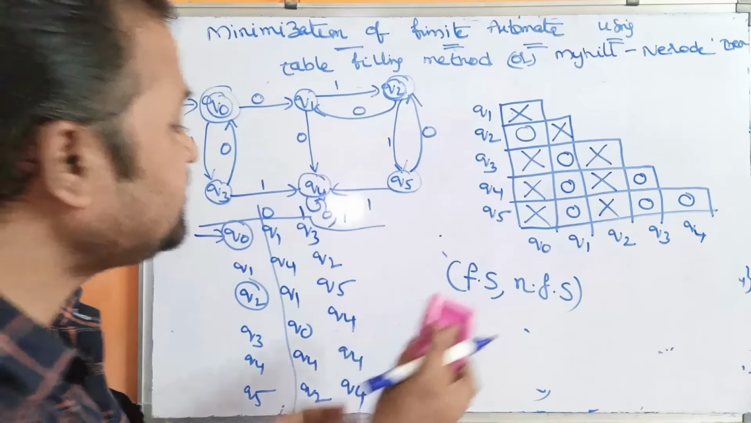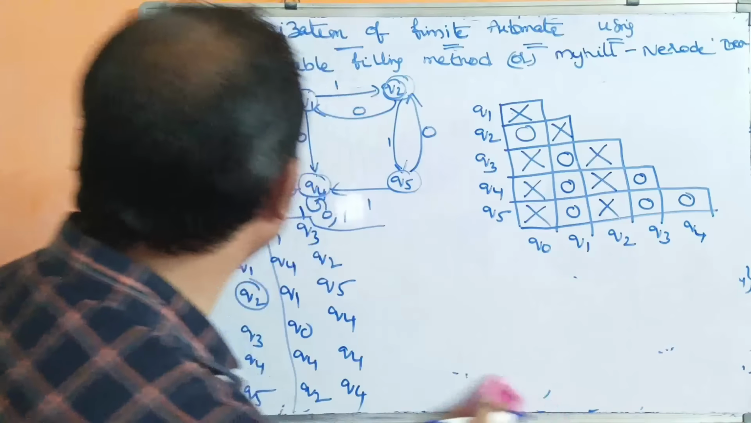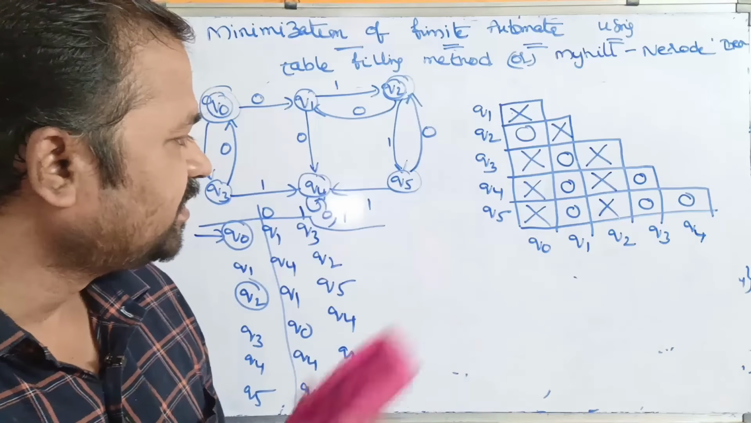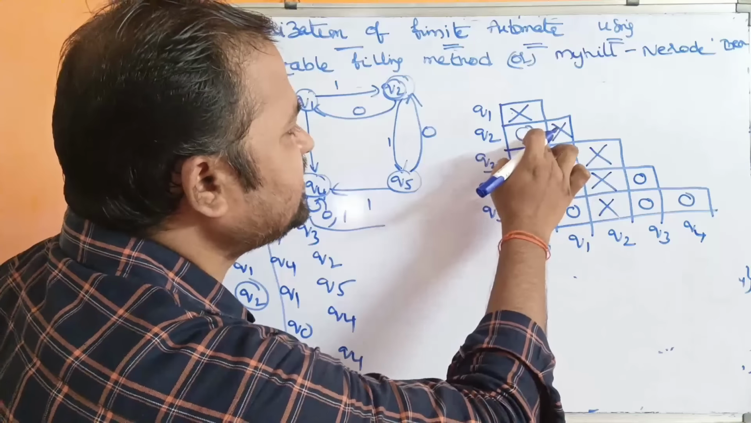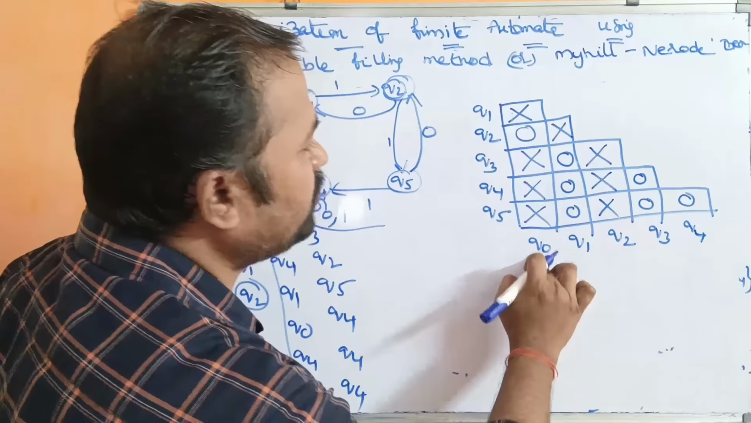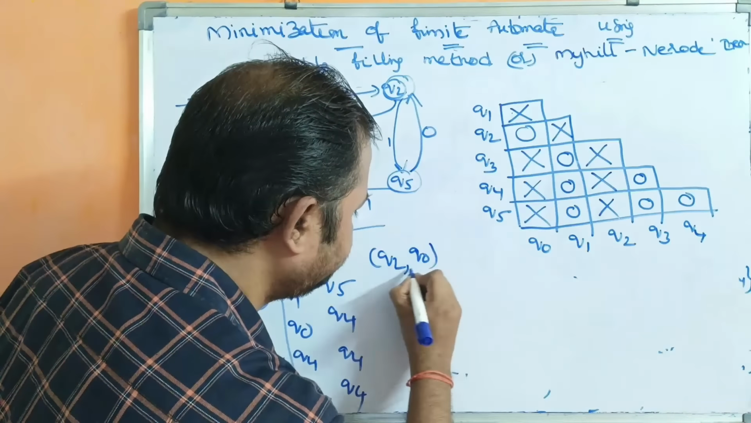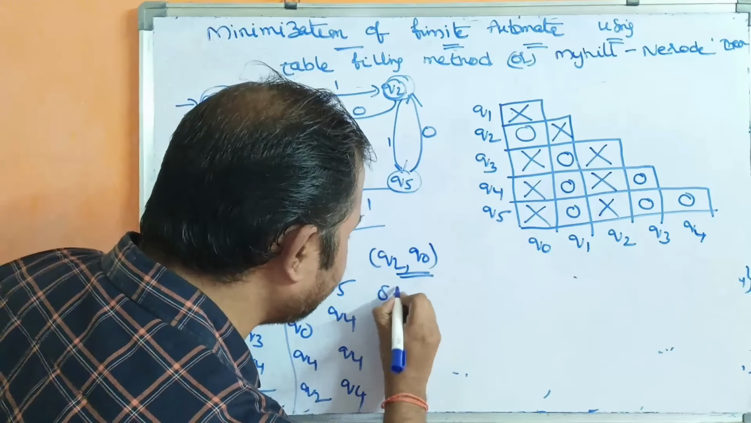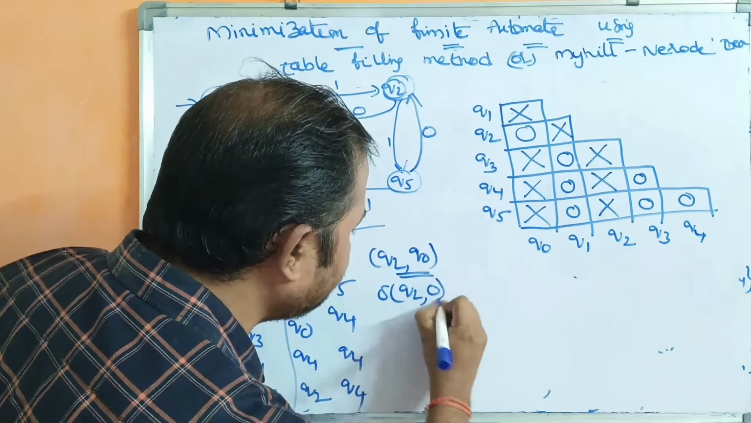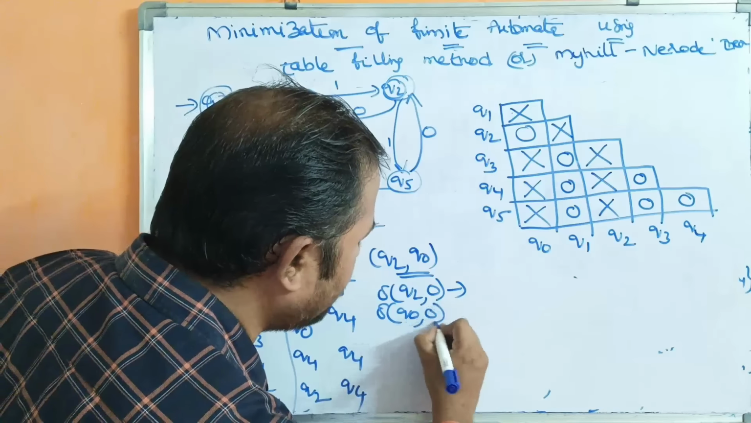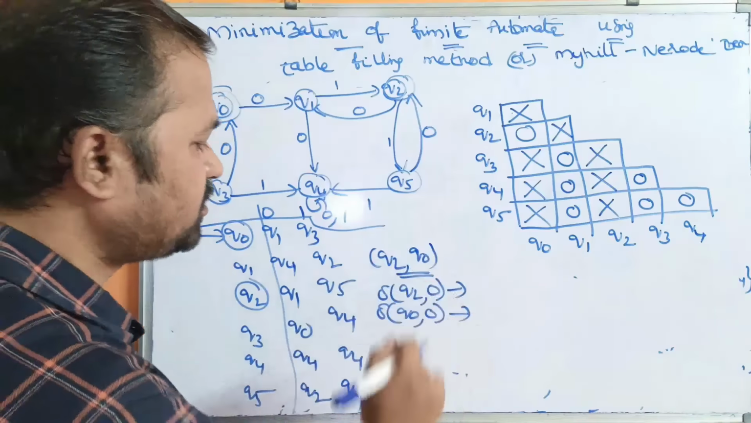Here, what are the input symbols? The input symbols are 0 and 1. So let us apply those symbols. Let us see the procedure. Here this pair is nothing but Q2, Q0. So let us calculate delta of Q2 comma 0, just like the previous way. Next, calculate delta of Q0 comma 0.